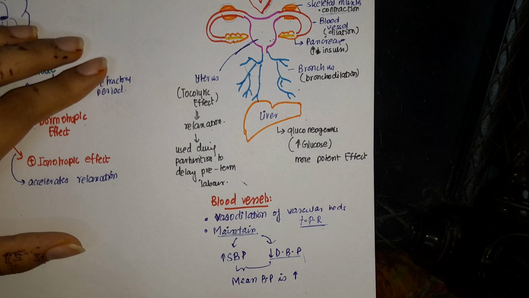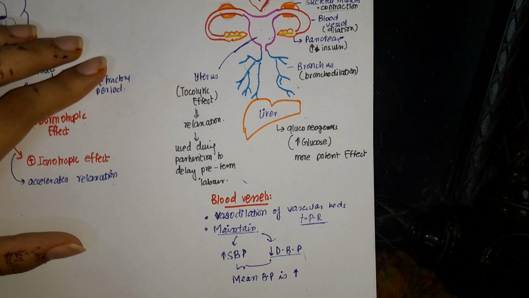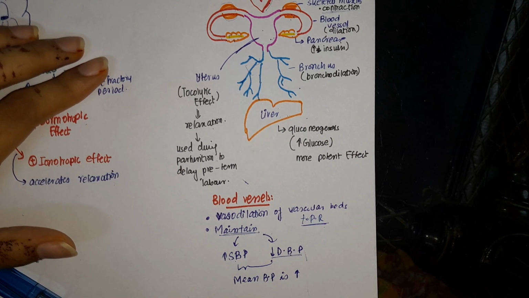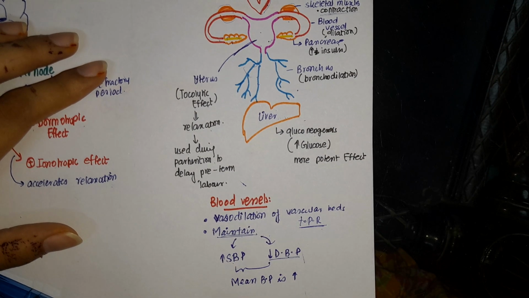Diastolic blood pressure is decreased. What does diastolic blood pressure mean? The diastolic blood pressure is the blood pressure when the heart is relaxed. So when the heart is relaxed, the resistance of the blood vessels is very much less, so it does not have to do a lot of work.